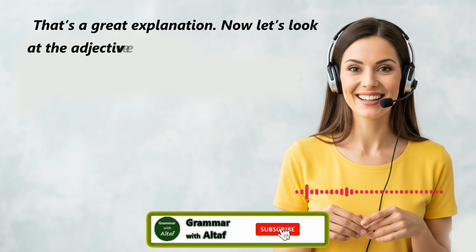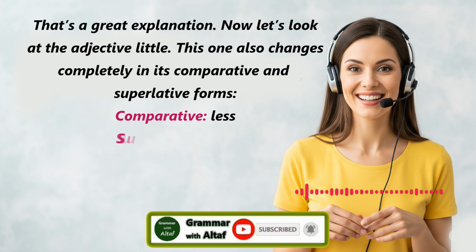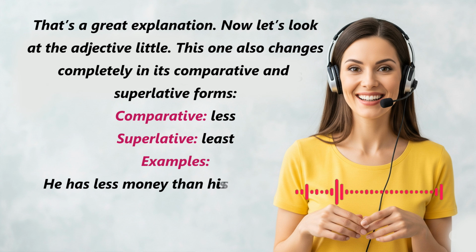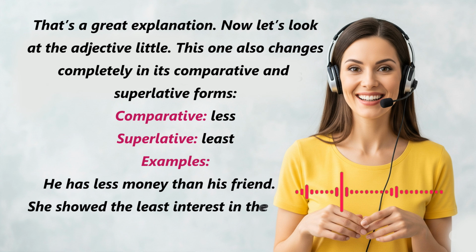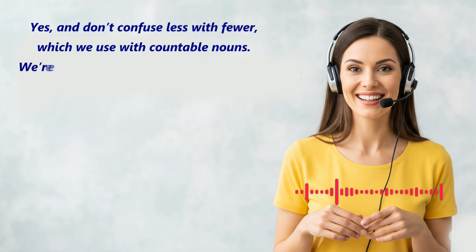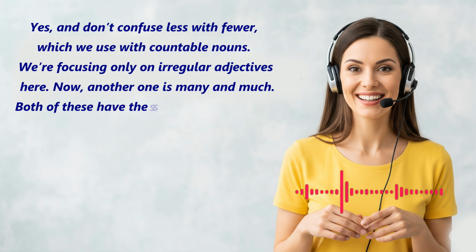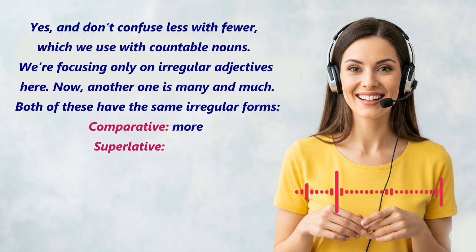That's a great explanation. Now let's look at the adjective little. This one also changes completely in its comparative and superlative forms. Comparative, less. Superlative, least. Examples. He has less money than his friend. She showed the least interest in the discussion. Yes, and don't confuse less with fewer, which we use with countable nouns. We're focusing only on irregular adjectives here.